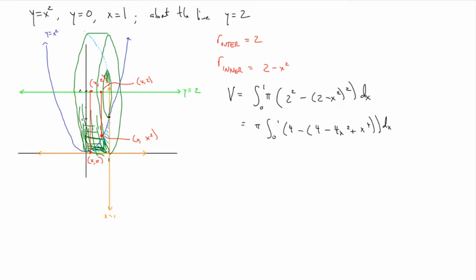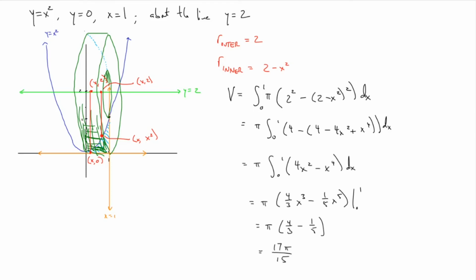There's a little algebra to do. Make sure that when you're squaring 2 minus x squared, you get all the terms. It's 2 minus x squared times 2 minus x squared. Make sure you're subtracting that entire quantity from the 4. And the details are less interesting. Make sure that you can add the fractions at the end. And in the end, you get 17 pi over 15.